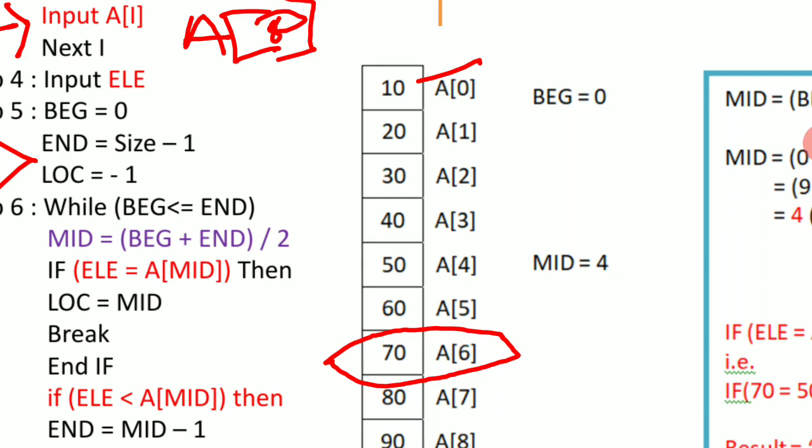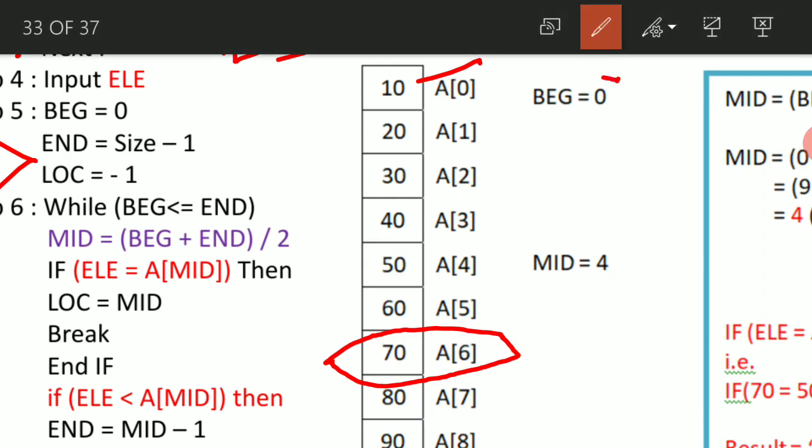In step 5 I have given BEG, it is for beginning. It is written in capital letters. The BEG variable is for beginning. And what is the value assigned to the beginning? It is 0. You can observe here in this array, I have mentioned beginning is equal to 0. That beginning we are going to point here, A of 0. This is beginning.